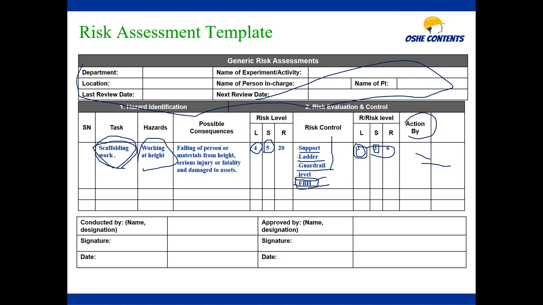Who needs to take action? Who will be responsible? The responsible person will be the scaffolding supervisor, or maybe the engineer who is responsible for that area. So that's the thing. If you see here in the risk assessment, there are just two sections: one for the hazard identification and the other for the risk evaluation. So we have identified the hazards here and also evaluated the risk.